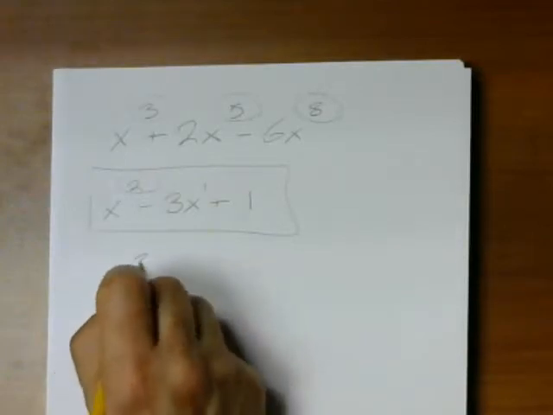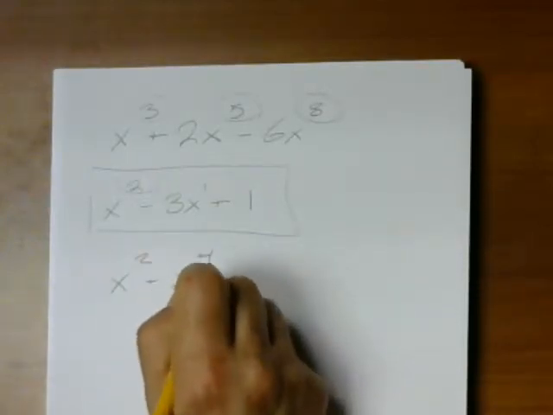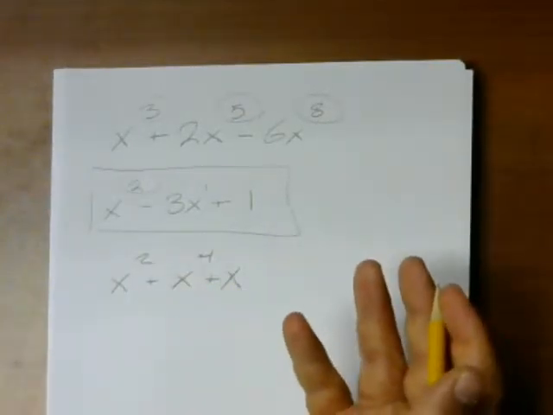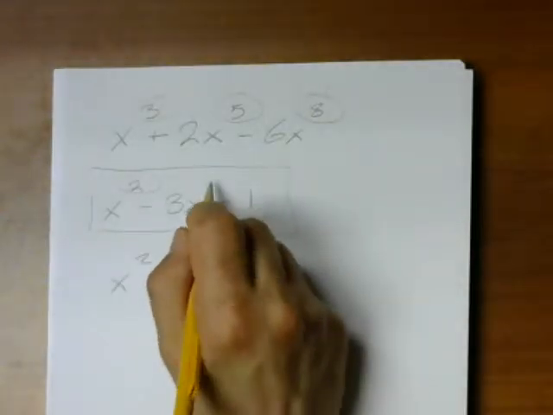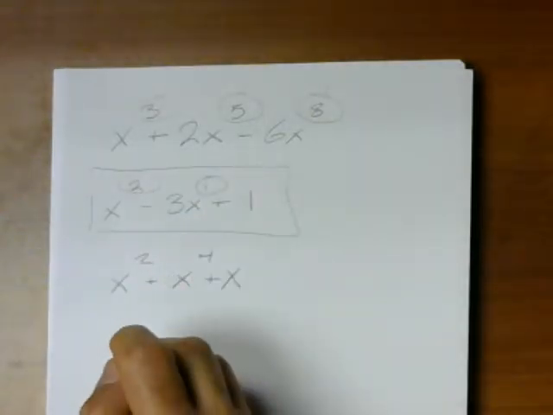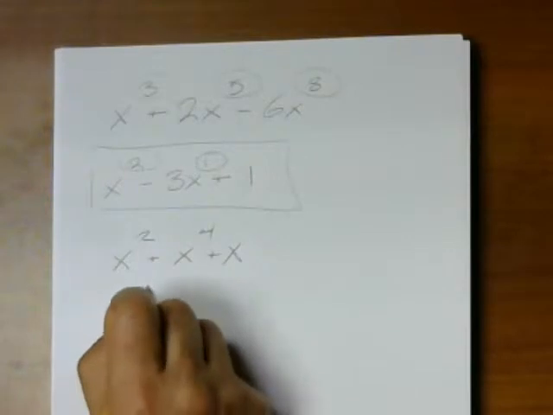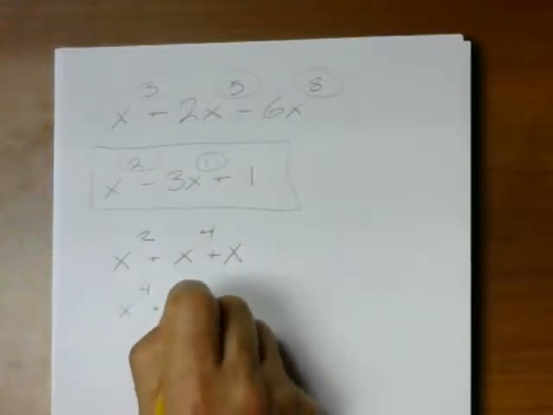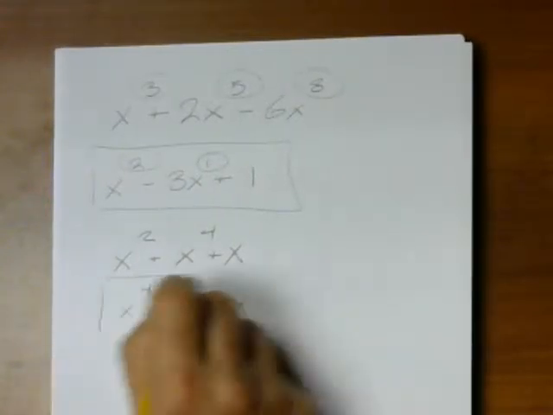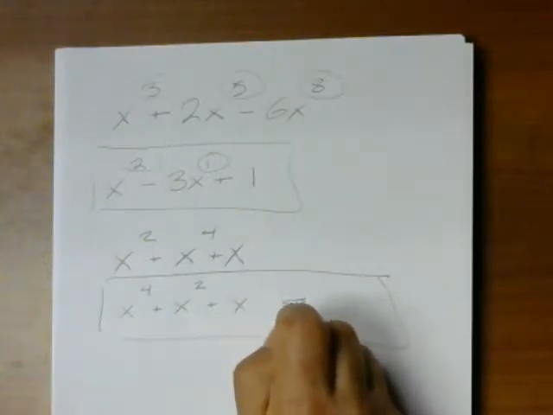That doesn't mean that x squared plus x to the fourth plus x isn't a polynomial. It is, but when we write it in such a fashion, or let's say we rewrite this so that it's x to the fourth plus x squared plus x, this is now standard form.